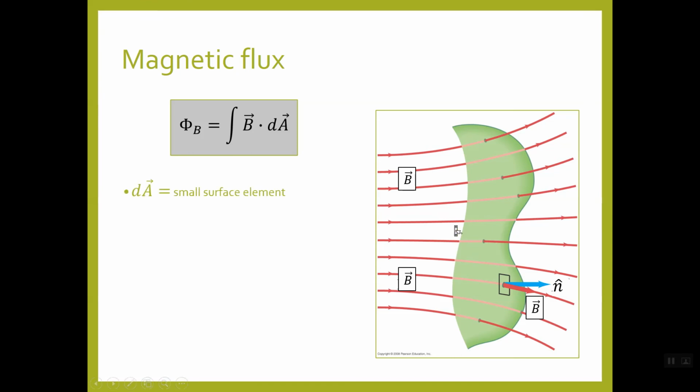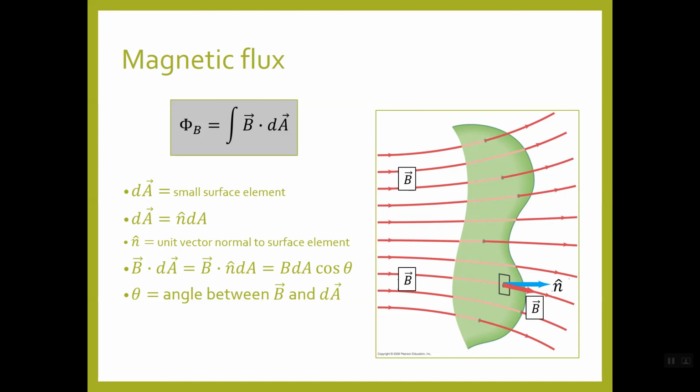dA is the small surface element on that surface, where the direction of dA is normal to the surface element. n hat is a unit vector normal to the surface element. So B dot dA we can write as B dot n hat dA. We do the dot product, so that's B dA cosine theta, where theta is the angle between the B field and dA. The SI units of magnetic flux are Tesla meters squared, which can be written as Webers.